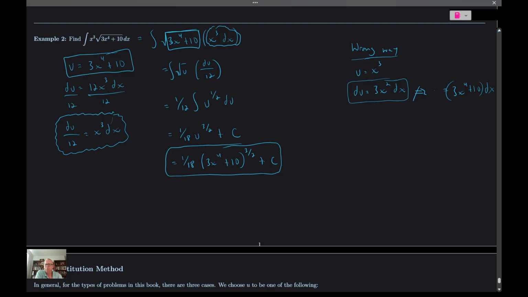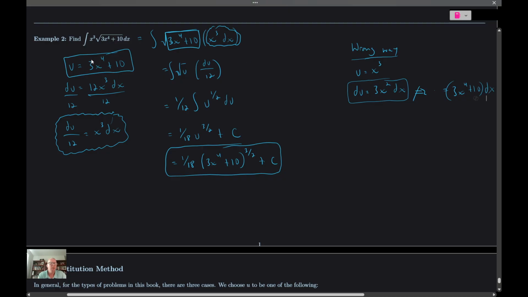So when you pick a u, the du will help you figure out if you did it right or not. Because if you do it wrong, it's not going to look like what you had left over. So in this case, we started with 3x to the fourth plus 10. Take the derivative, now we have 12x cubed dx. That's almost what we need. So we can divide constants. Can't really do anything with variables when we're figuring out what the du part is.